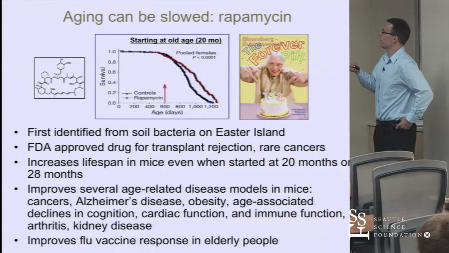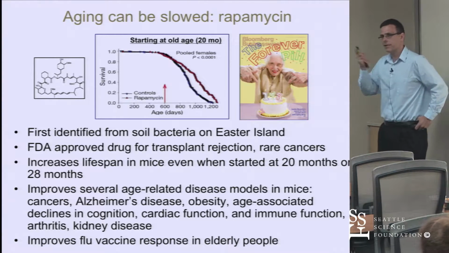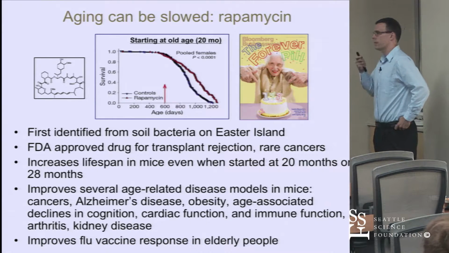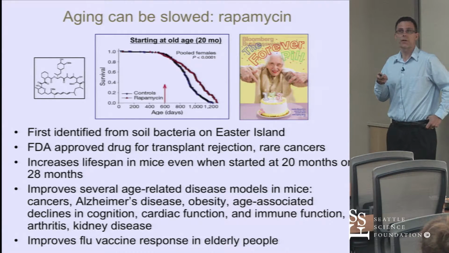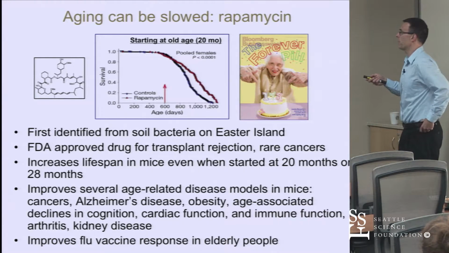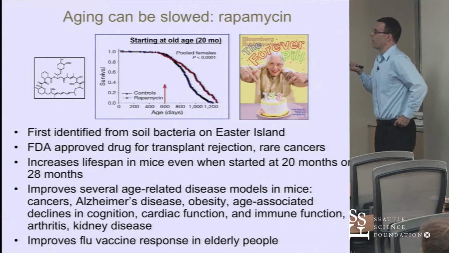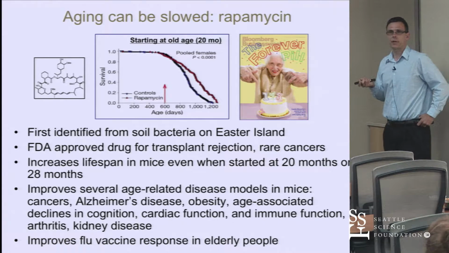And if you're interested, there's a popular press article that was written in Bloomberg Business News recently that lays out some of the history of rapamycin and its role first as an anti-cancer drug, and as probably many of you know, it's used primarily clinically as an organ transplant rejection drug, and how that's now morphed into a lot of interest in rapamycin as a drug that can impact the aging process. So rapamycin is FDA approved, mostly for transplant rejection, although it's also used for some rare cancers and in cardiac stents.